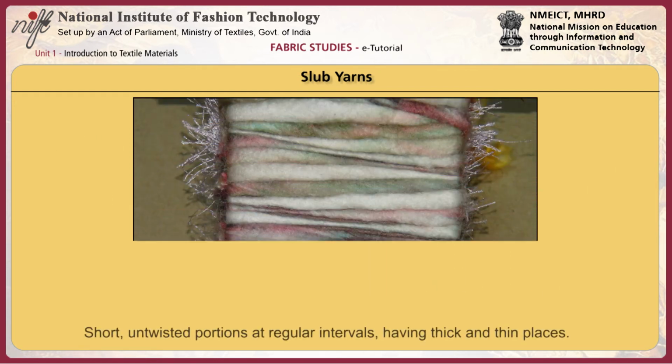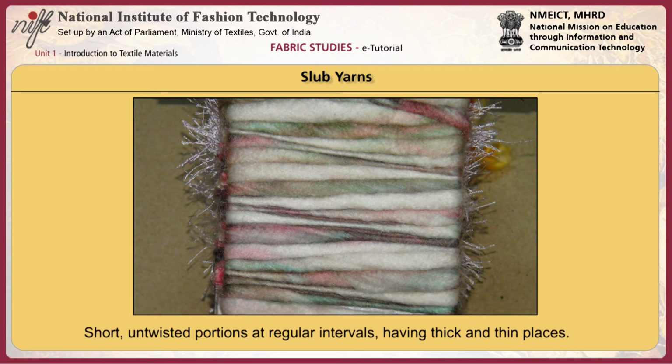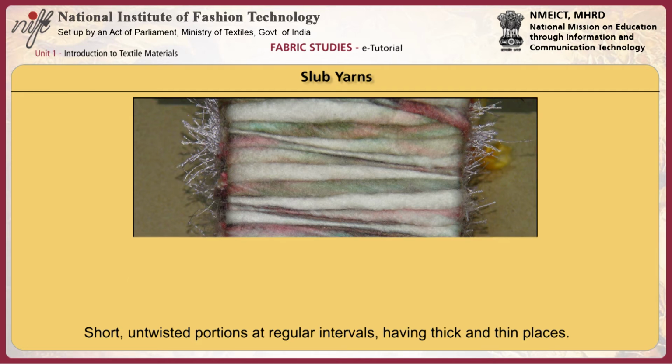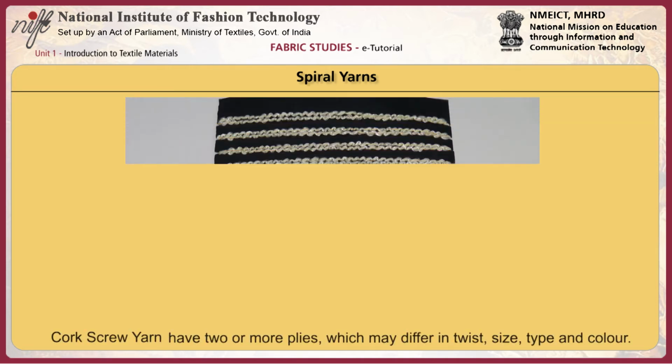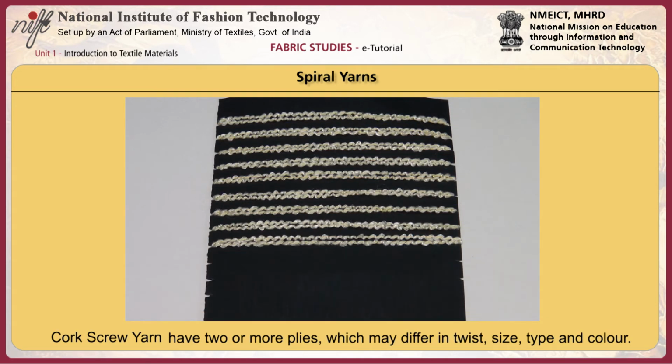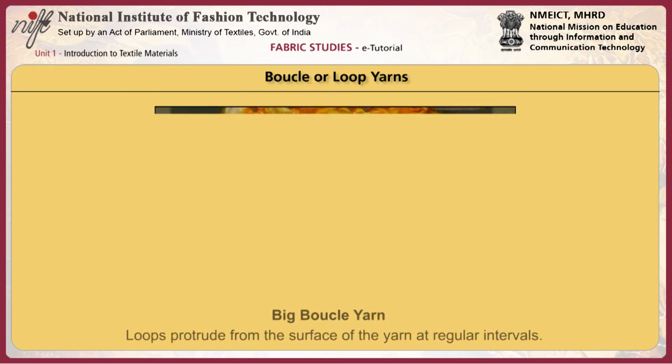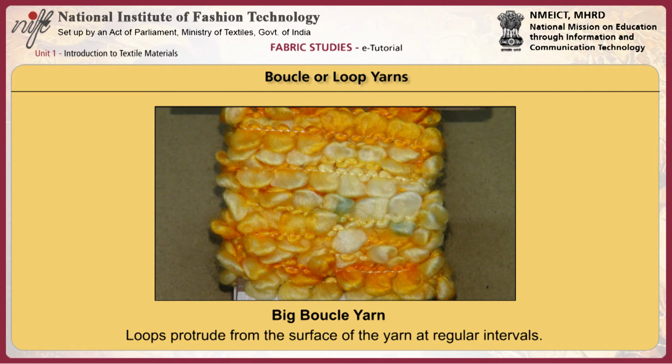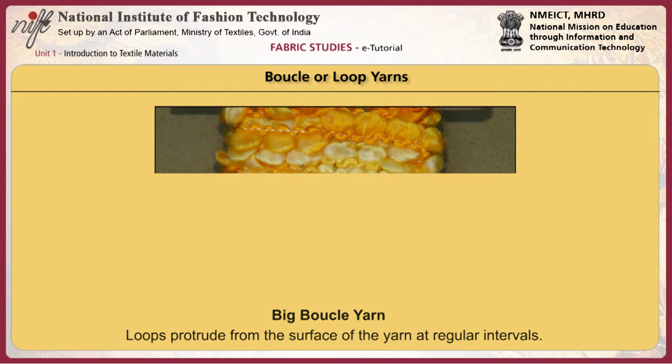Slub yarns have short and twisted portions at regular intervals, having thick and thin places. They are found in drapery and upholstery fabrics. Spiral or corkscrew yarn has two or more plies which may differ in twist, size, type, and color. Bouclé or loop yarn has loops protruding from the surface of the yarn at regular intervals. Fabrics made of bouclé yarn create a loop pile effect.